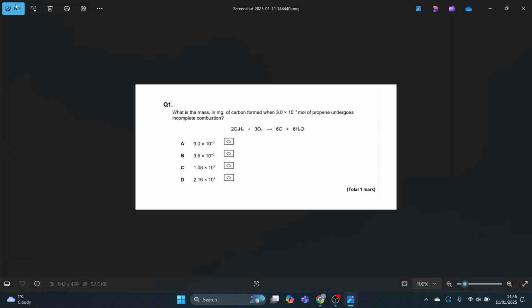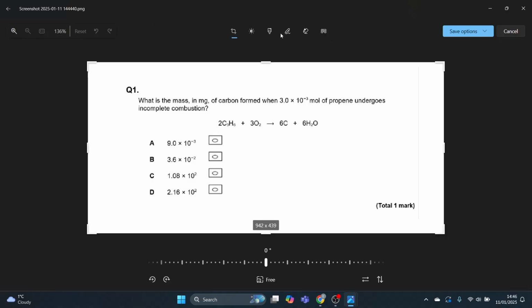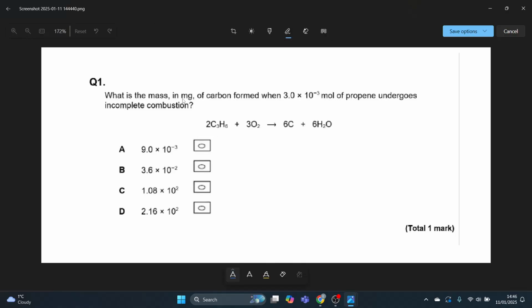Multiple choice questions on amount of substance. Question 1, what is the mass in milligrams? So firstly, grams to milligrams, or milligrams to grams. If I want to go from milligrams to grams, I divide by 1,000. Therefore, to go from grams to milligrams, I times by 1,000.